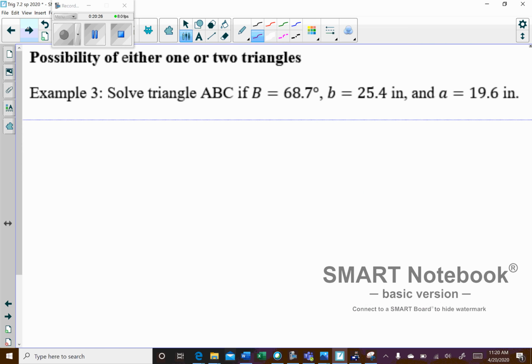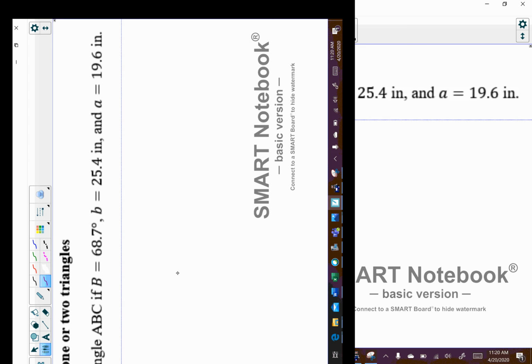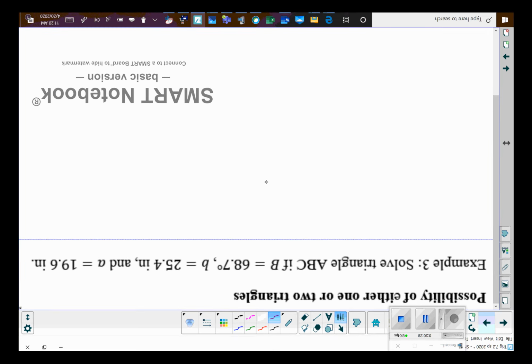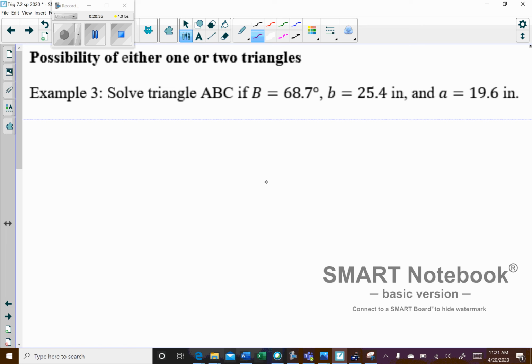There we go. Okay, so once again, we could either have one or two triangles. Probably we'll just get one triangle here, but let's go ahead and try it. So this time the conditions that are given are angle B, side B, and side A. So once again, we'll do law of sines to figure out our angle A, and then we're going to test that there could be two possible triangles, and we'll find all the angles and sides that go with that.